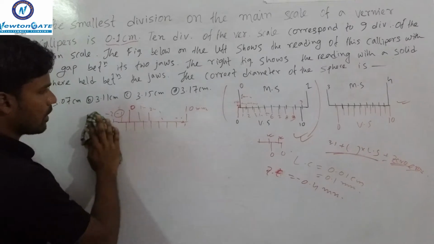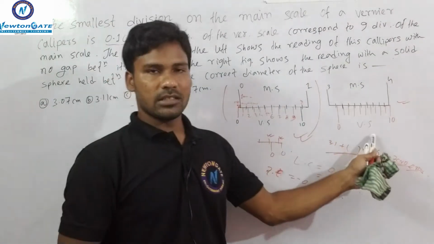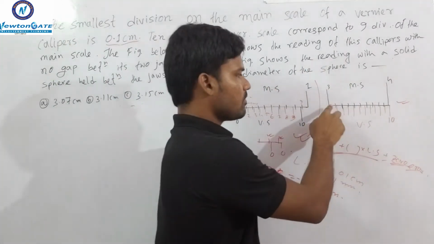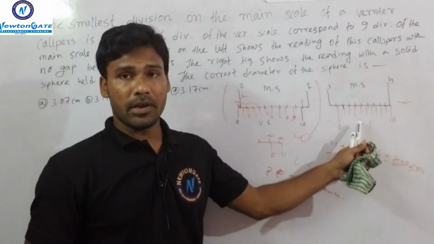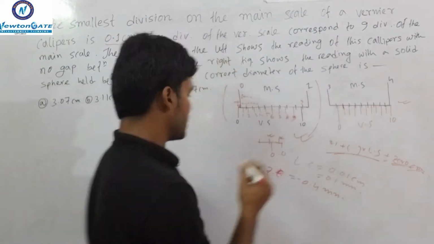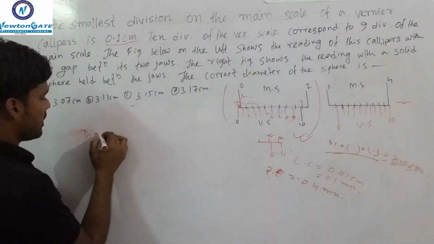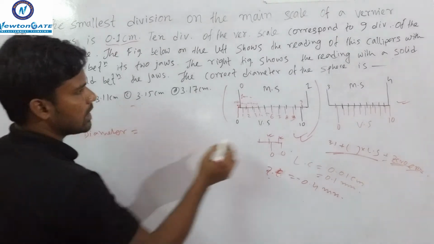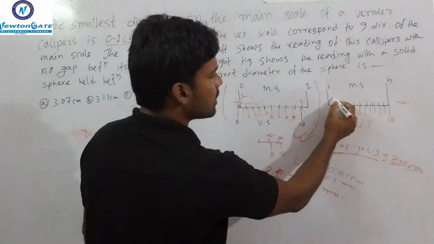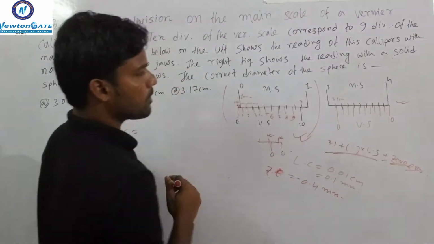Now what is the correct diameter of the sphere? The diameter reading is, now this scale part is over. Here the reading is given, that is, the value of the diameter is given here, the main scale reading is 3, and now you can just find the normal diameter. That means the 0 of this vernier scale just crossed 3.1. That is 3.1 centimeter is given here, right?